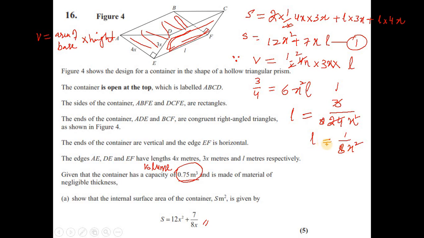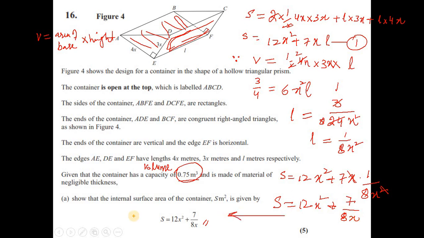You can replace L in your given equation 1. So S is equal to 12x squared plus 7x into L, and L is 1 upon 8x squared. So one x gets cancelled. So S is equal to 12x squared plus 7 by 8x. That's your required surface area equation.